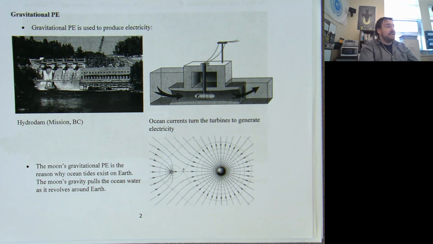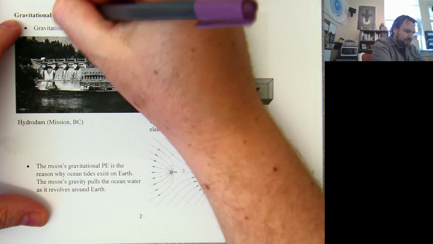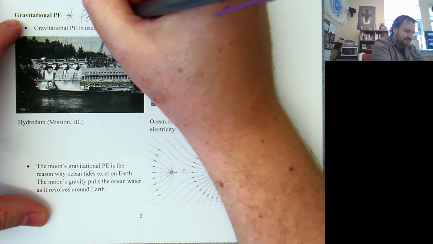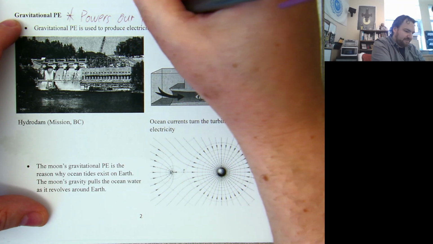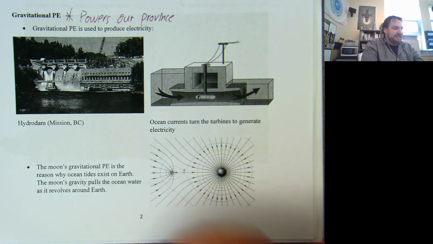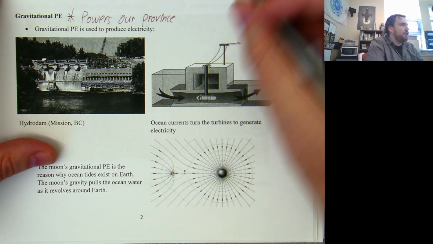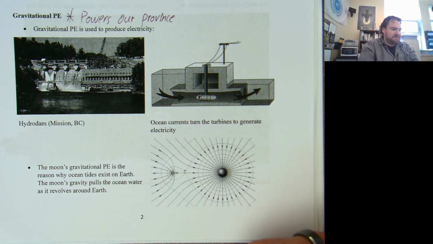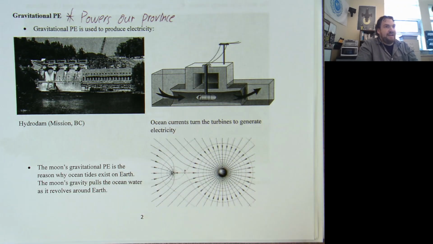Gravitational potential energy is another. This is what powers our province. It's not just gravitation. It's a specific kind of gravitational potential energy involving falling water. We need that water cycle to put the water up high so that we don't have to carry it up high, so that we can fill those dams. There's one in Mission, BC, just up the road.